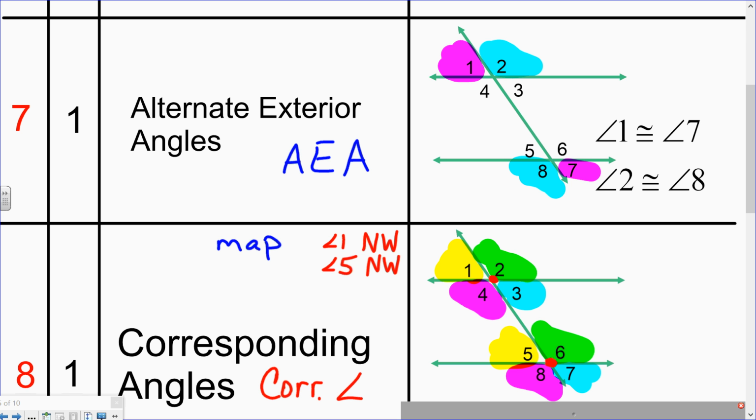And you see vertical angles. What was that? Yes, VA is fine for vertical angles.